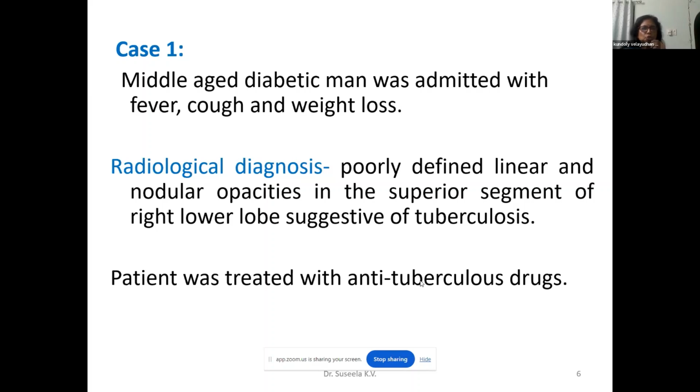So the two cases I want to describe were wrongly diagnosed as tuberculosis and treated with anti-tuberculosis drugs, and they developed complications. In case one, the patient was a middle-aged diabetic man who was admitted with fever, cough, and weight loss. With all these symptoms in our place, we first of all suspected tuberculosis because the duration was more than 1 month. Radiologically, there were poorly defined linear and nodular opacities in the superior segment of the right lower lobe, and these findings are suggestive of tuberculosis. Radiologically, the patient was diagnosed as tuberculosis, and the physician gave anti-tuberculosis treatment.